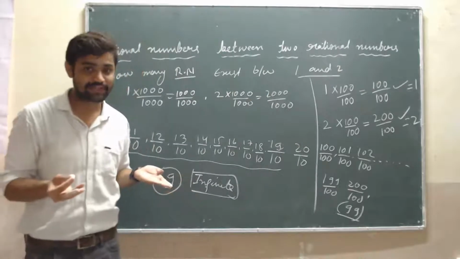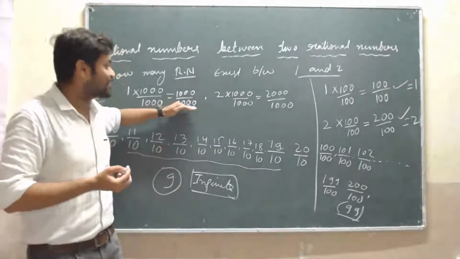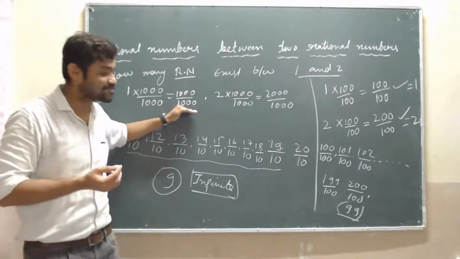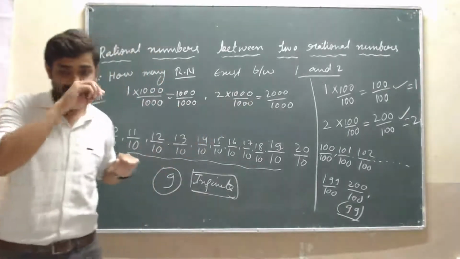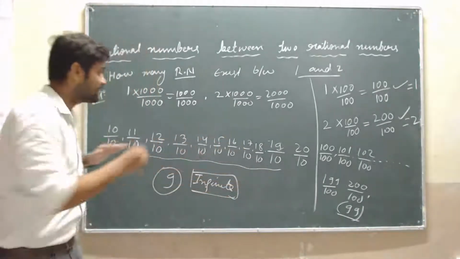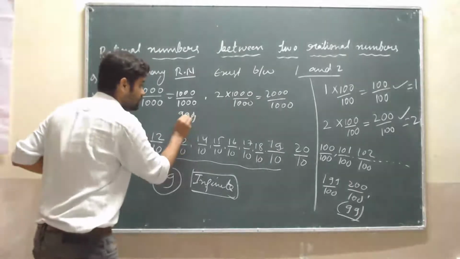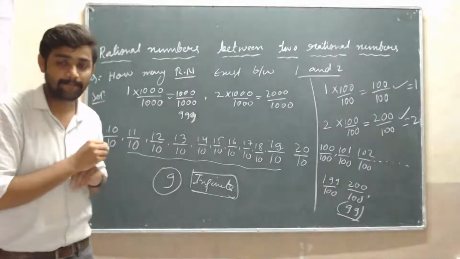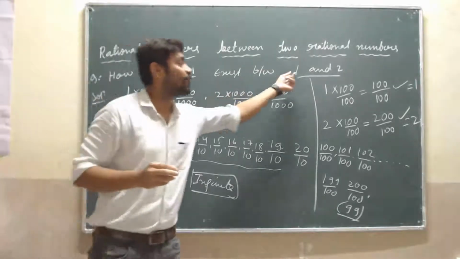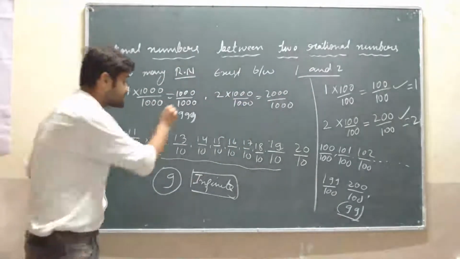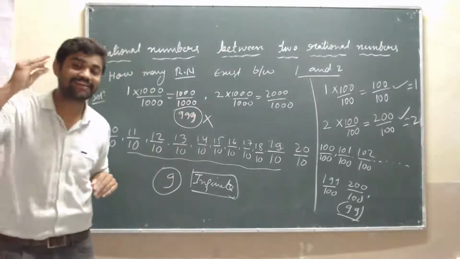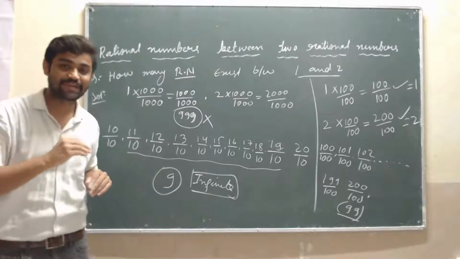Then we have to find out, that is, the question is rational numbers between 1 and 2, that is 1000 by 1000 as well as 2000 by 1000. How many? Simply 999. 999 rational numbers exist between 1000 and 2000, I mean that is 1 and 2. Whether this is the correct answer? No, sir. Still no. Why? There are infinite rational numbers between any two rational numbers.